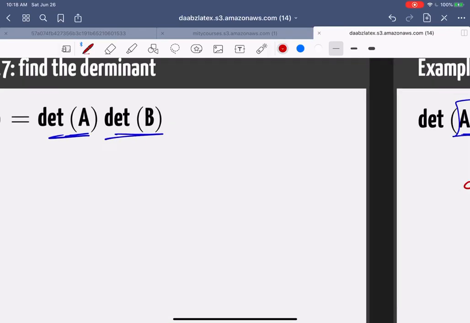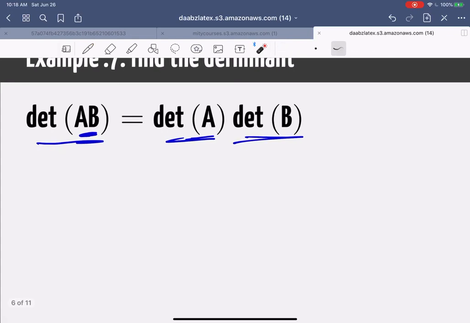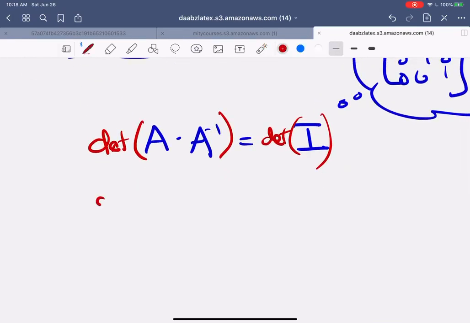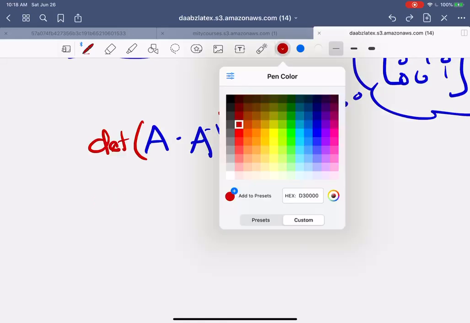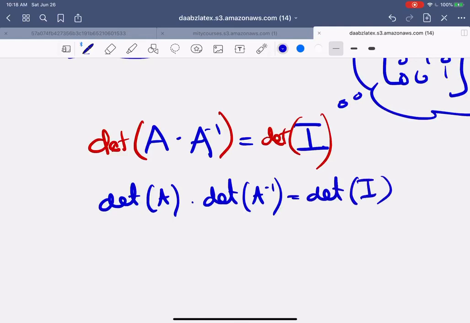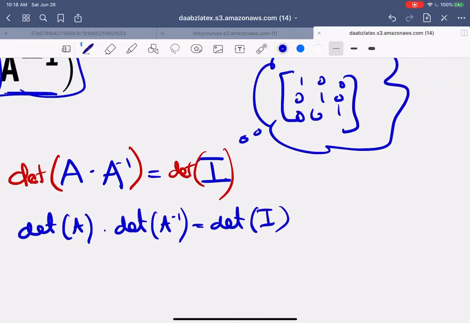Now, I'm going to use this fact right here that I can break up the determinant of a product into a couple of different determinants, the product of the determinants. So this tells me that the determinant of A times determinant of A inverse must be equal to determinant of I. That's using that previous property. Now I also know the determinant of I. If you just have a diagonal like this, the determinant will just be 1.